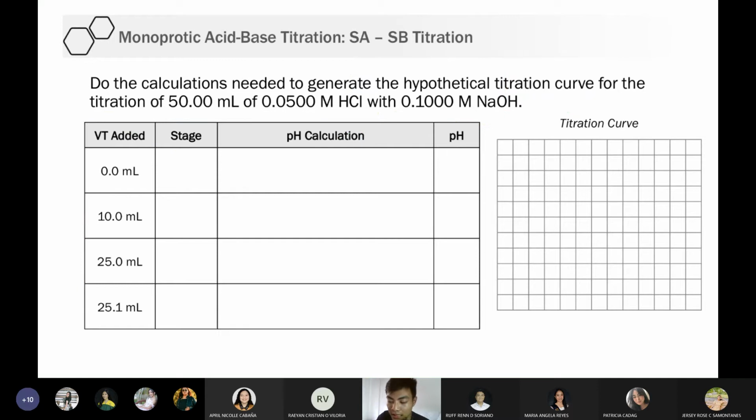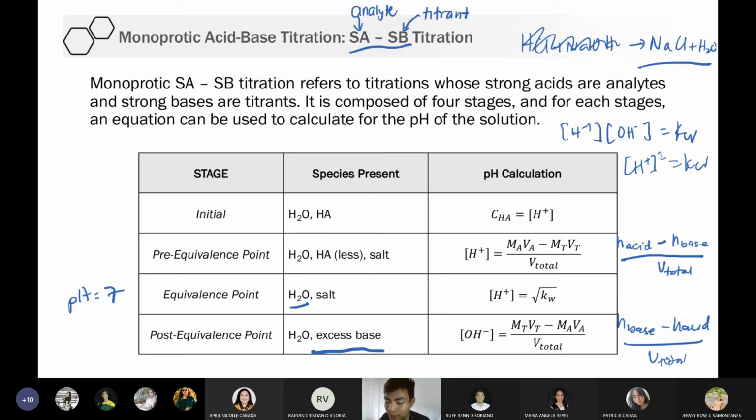Okay? So, mag-ingat. So, we know that HCl is our analyte. So, yan ay strong acid. And sodium hydroxide is our titrant, strong base. SASB ang ginagawa natin. Strong acid, strong base titration. And what are the equations related to SASB titration? Ito. Lahat ng apat na yan. Okay? So, itong apat na equation ang gagamitin mo kapag SASB ang case mo. Okay?